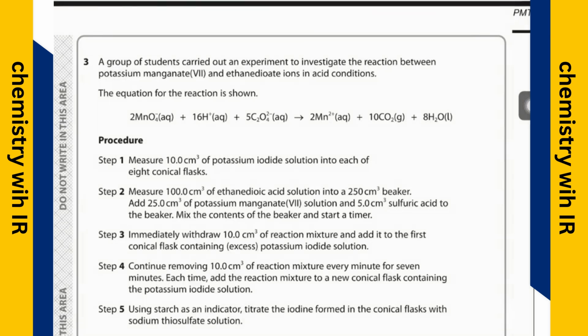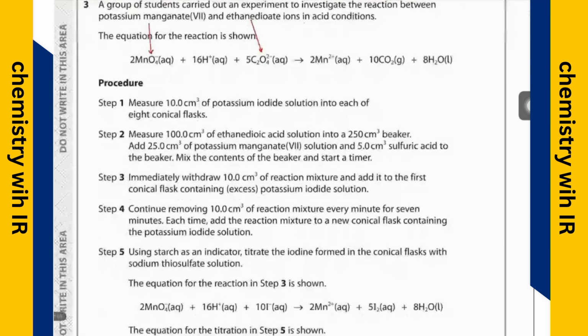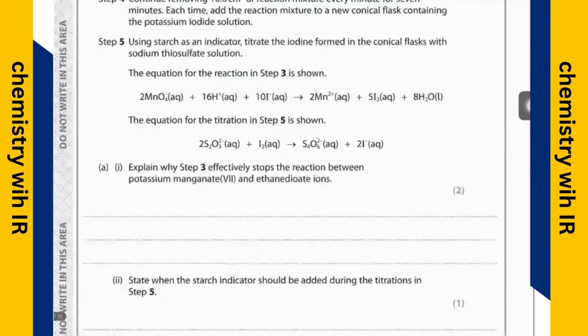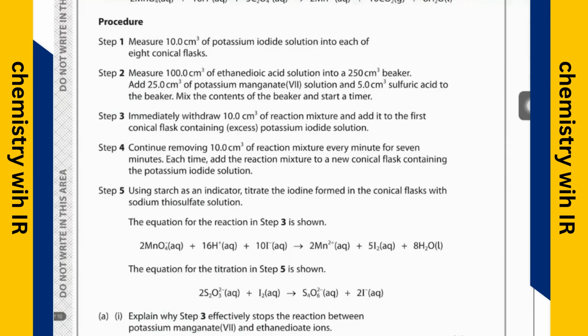Question number 3 says a group of students carried out an experiment to investigate the reaction between potassium manganate, that is KMnO4, and ethane dioate ions in acidic condition. Procedure step 1: measure 10 cm cube of potassium iodide solution into each of 8 conical flasks. Explain why step 3 effectively stops the reaction between potassium manganate and ethane dioate ions. Step 3: immediately withdraw 10 cm cube of reaction mixture and add it to the first conical flask containing excess potassium iodide solution.